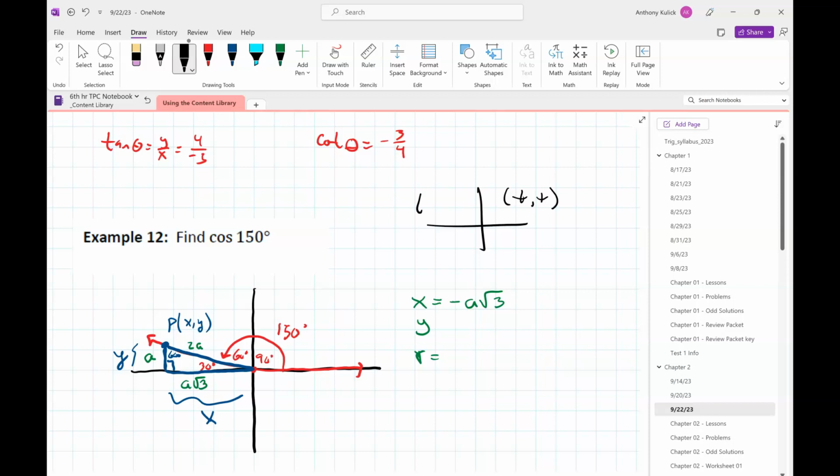Again, if we forget, for any point in the first quadrant, both X and Y are positive. In the second quadrant, X is negative, but Y is positive. In the third quadrant, they're both negative. And in the fourth quadrant, the X is positive, but Y is negative.